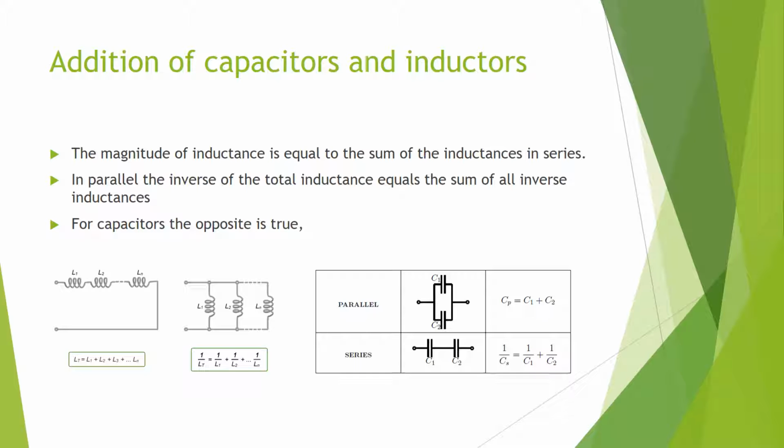The opposite is true for capacitors, where if they're in parallel, simply add them and that is the value of the new capacitance. If they're in series, 1 over the total capacitance is equal to 1 over each capacitance added together.